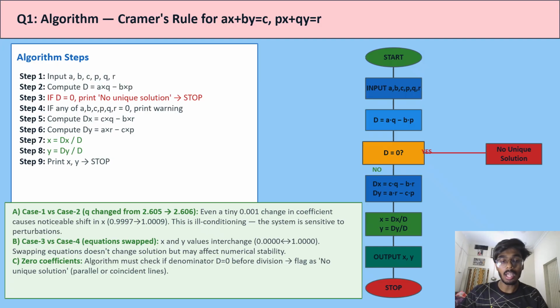Then in cases 3 and 4, we have the x and y values interchanged. These interchanges may not affect the result but may affect numerical stability. Let's move on to the next question.